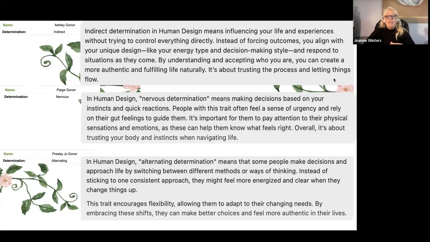So your youngest, Presley, has alternating determination. It means that she makes decisions and approaches life by switching between different methods or ways of thinking instead of sticking to one consistent approach. So she might feel more energized and clear when she changes things up, right? This trait encourages flexibility, allowing them to adapt to their changing needs. By embracing these shifts, they can make better choices and feel more authentic in their lives.